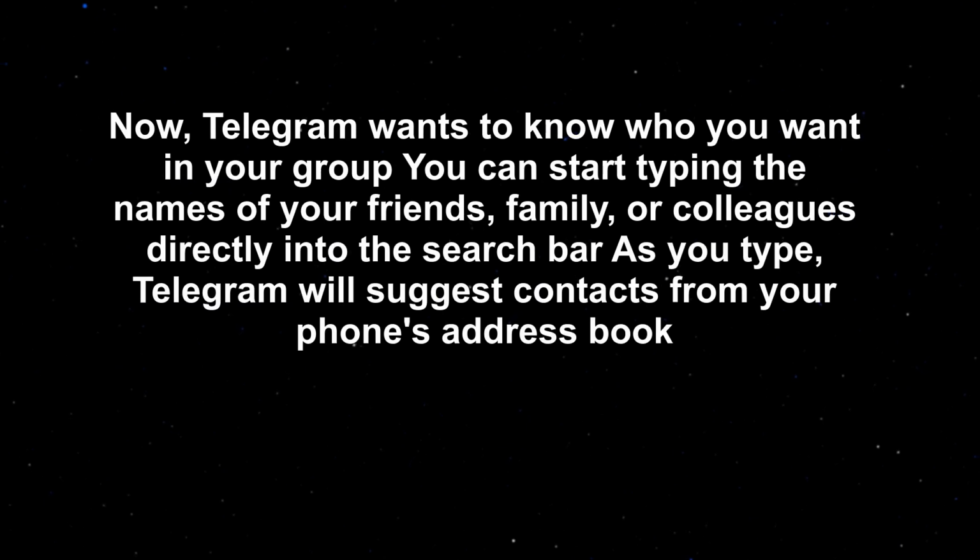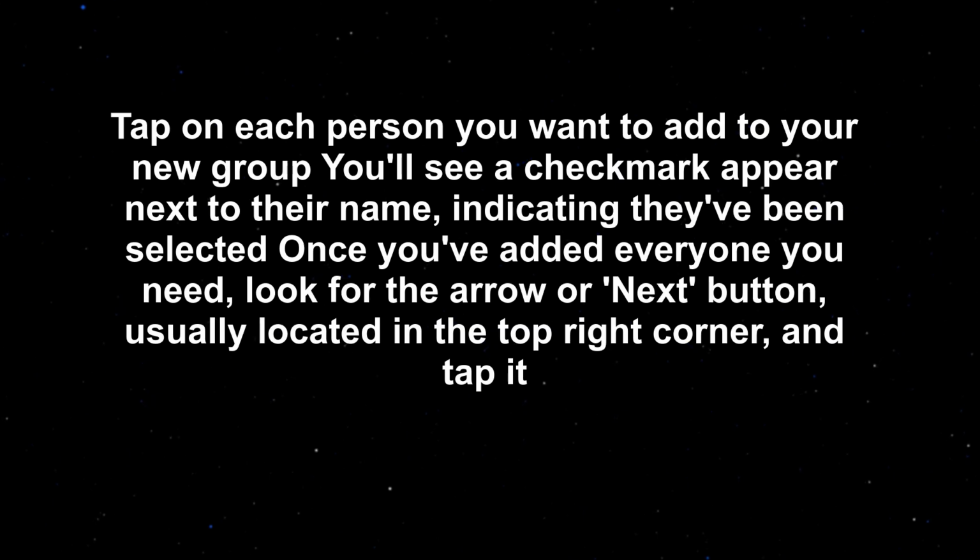Now, Telegram wants to know who you want in your group. You can start typing the names of your friends, family, or colleagues directly into the search bar. As you type, Telegram will suggest contacts from your phone's address book. Tap on each person you want to add to your new group. You'll see a checkmark appear next to their name, indicating they've been selected.